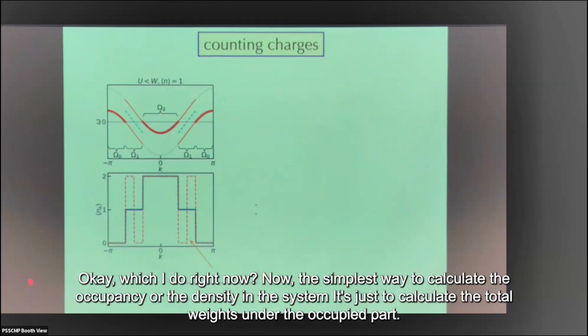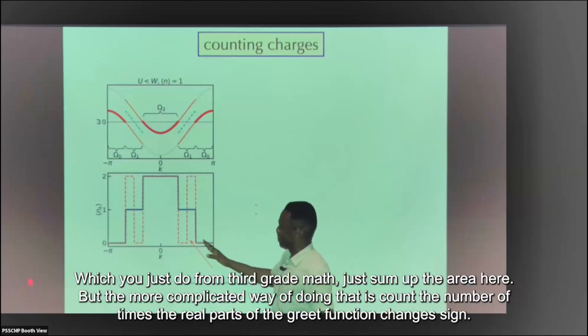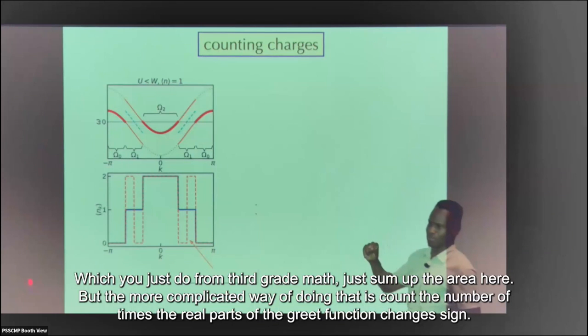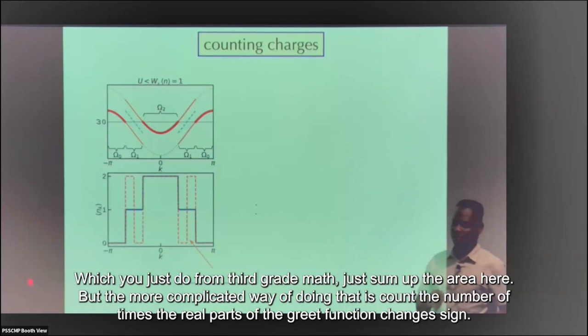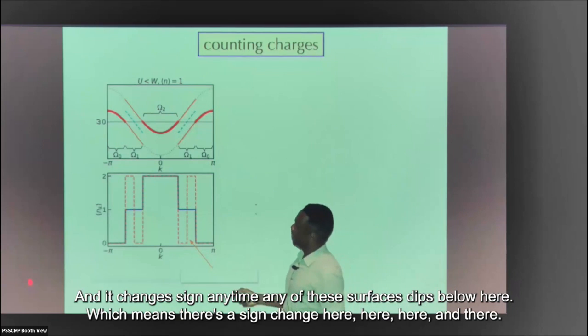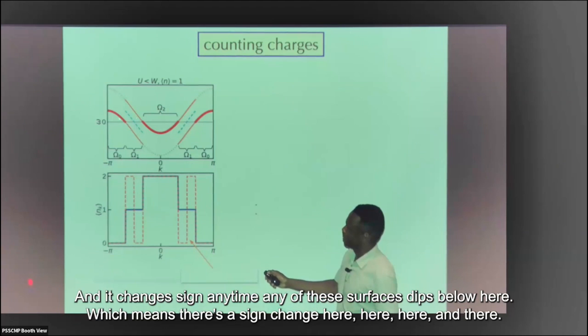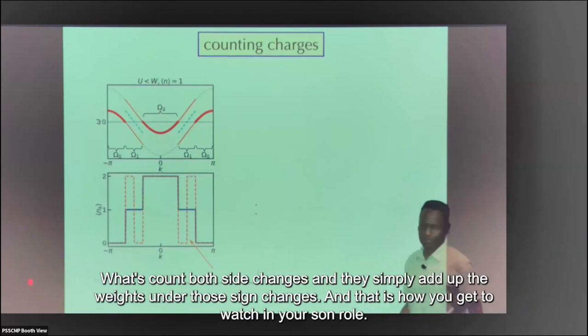Okay, which I do right now. Now, the simplest way to calculate the occupancy or the density in the system is just to calculate the total weight under the occupied part, which you just do from third grade math, just sum up the area here. But the more complicated way of doing that is to count the number of times the real part of the Green function changes sign. And it changes sign anytime any of these surfaces dips below here, which means there's a sign change here, here, here, and there. So let's count those sign changes. And you simply add up the weights under those sign changes, and that is how you get the Luttinger sum rule.